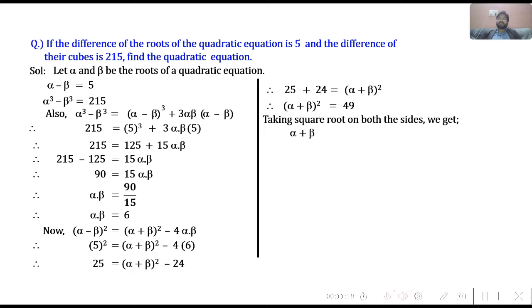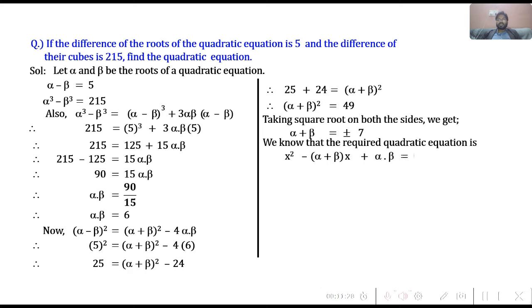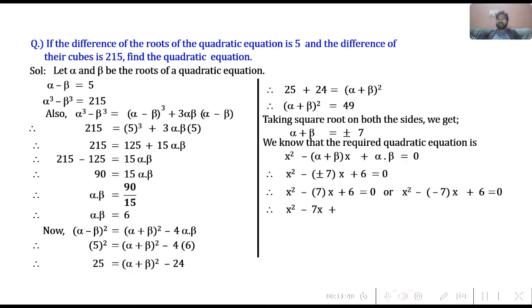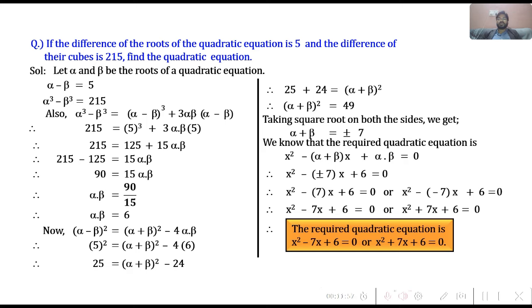Square root both sides, we'll get alpha plus beta is equal to plus minus 7. So the required equation is x square minus plus minus 7x plus 6 is equal to 0. So x square minus 7x plus 6 is equal to 0, and another x square plus 7x plus 6 is equal to 0. Plus minus, so one answer will come in minus and one answer in plus. So both the equations are the required quadratic equation.